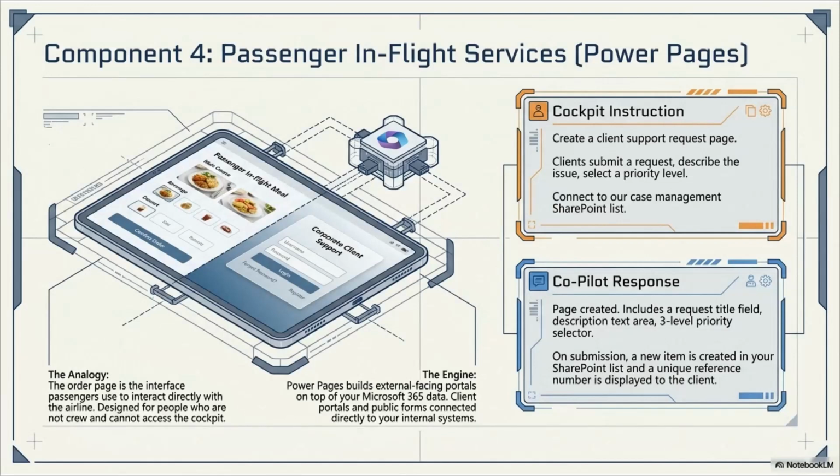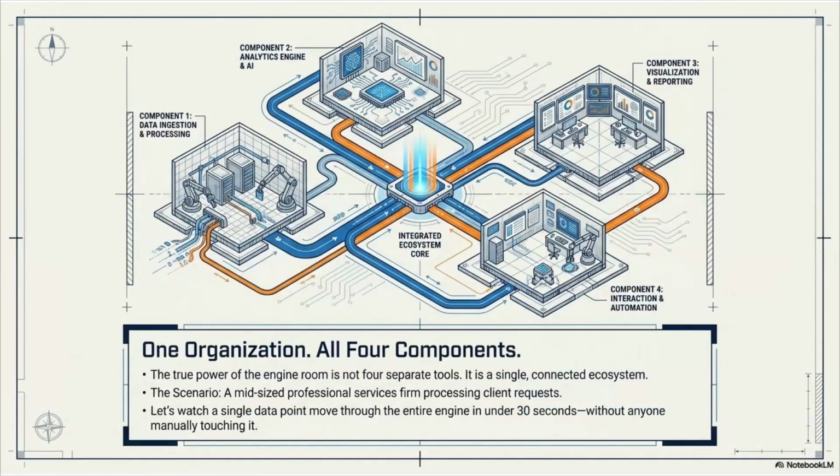Here's an example. The cockpit instruction: Create a client support request page, where clients submit a request, describe the issue, and select a priority level, connected to our case management SharePoint list. The Copilot responds, page created. It includes a request title field, a description text area, and a 3-level priority selector. On submission, a new item is created in your SharePoint list, and a unique reference number is shown to the client. Now here's where it comes together.